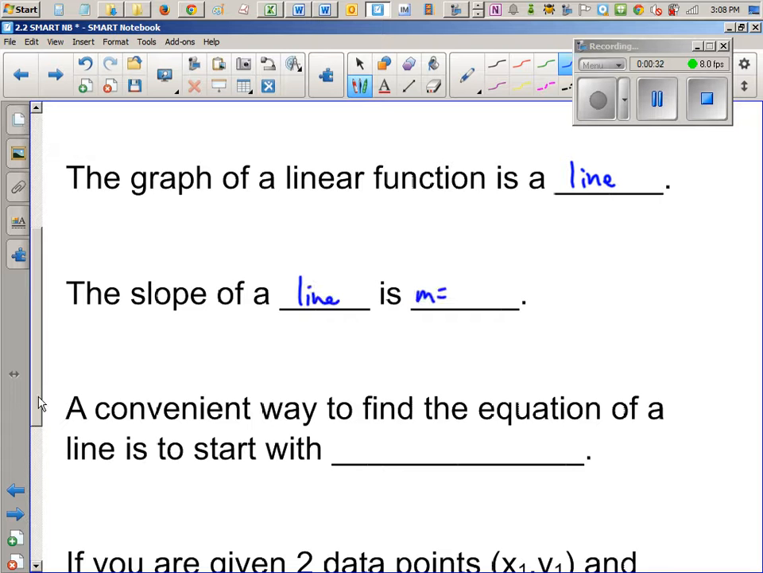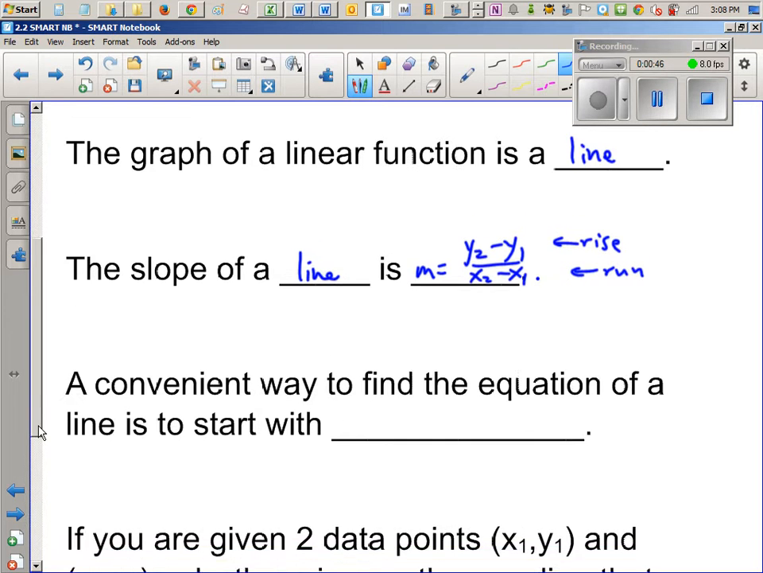And there's a formula for it. You can take any two data points and find the difference in y's over the difference in x's. So we sometimes call this the rise over the run. So remember that the rise are the y's.